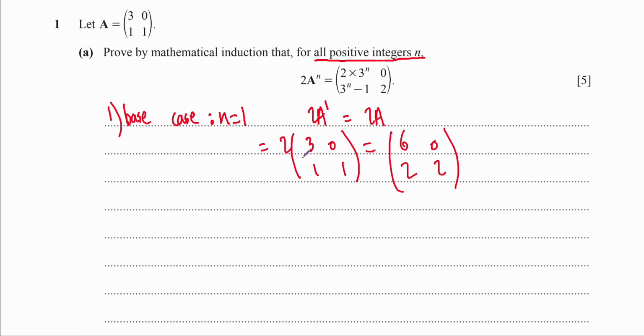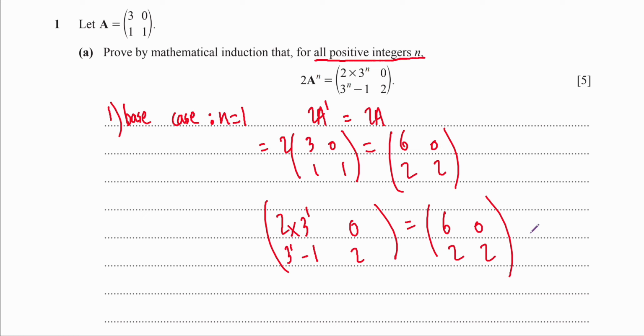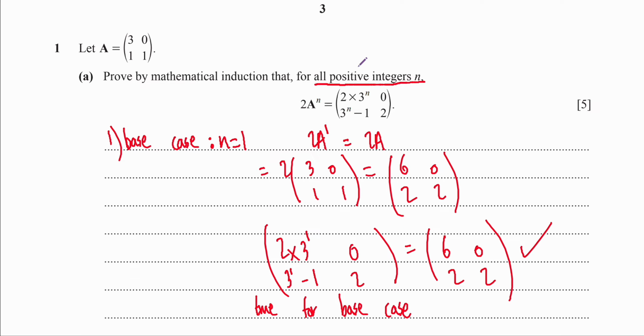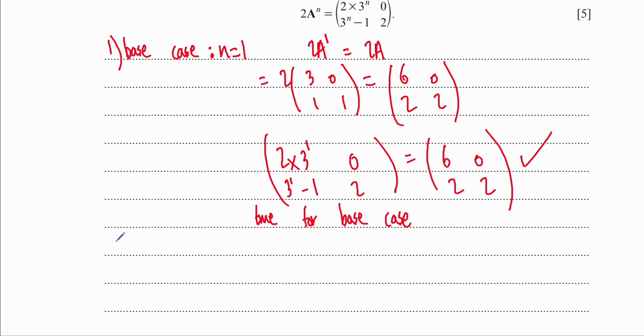So this is very simple matrix algebra. You just multiply everything by the scalar 2. So that's done. And over here, when n is equal to 1, we have [2·3^1, 0; 3^1 − 1, 2], which is also equal to, well, 2 times 3 is 6, 0 is 0, 3 minus 1 is 2, and 2. So true for base case. So we can write that. Honestly, matrices are the easiest to work with in terms of induction because you're going to see why. It's a very simple rule of thumb you have to follow.